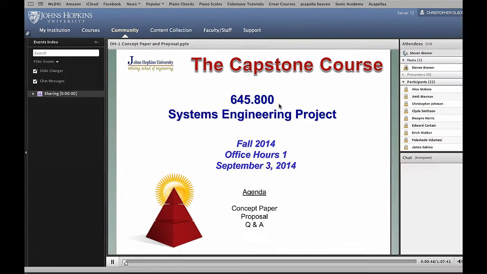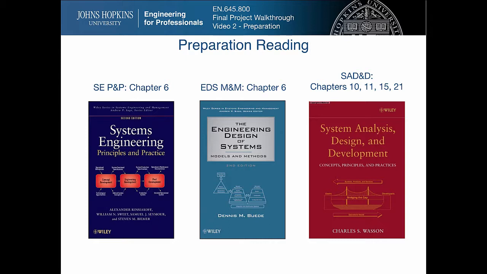questions or submissions. So once you have your list, or however else you're tracking the requirements for the concept paper, I highly recommend reading Chapter 6 in the Systems Engineering Principles and Practice textbook thoroughly. Highlight important passages you'll refer to again in the future, and take notes for topics as they relate to your project specifically. In addition to Chapter 6 in SE&P, read Chapter 6 in the Dennis Buede book and various relevant chapters in the Charles Wasson book.